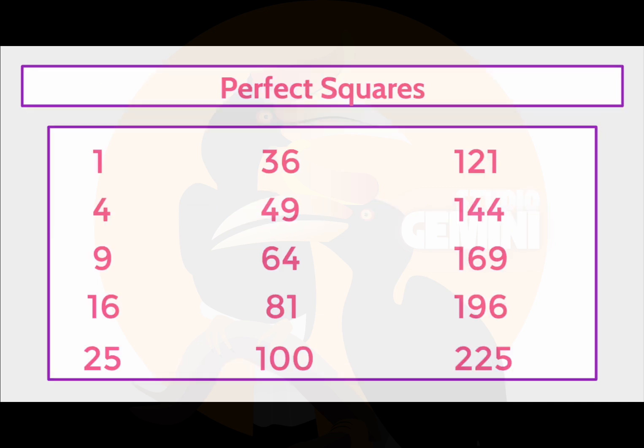Here are the first 15 perfect squares, which you will want to become familiar with. These probably look familiar from multiplication facts, like 9 times 9 equals 81, so 9 squared is 81.